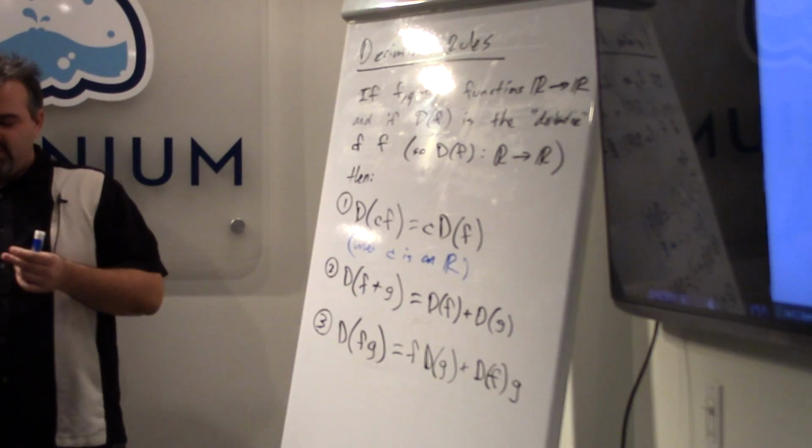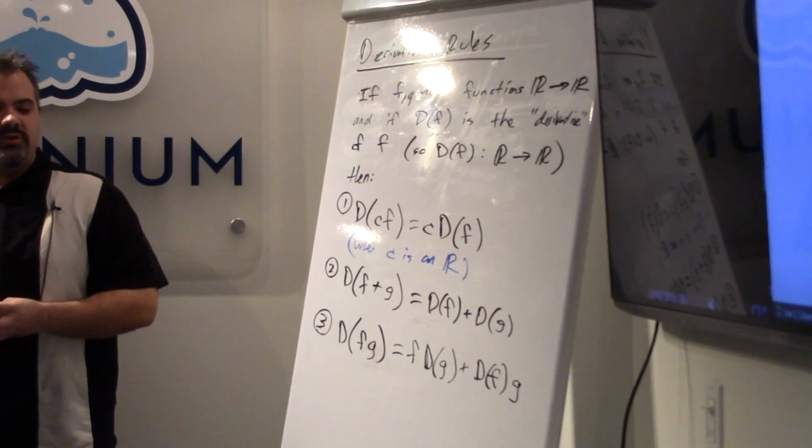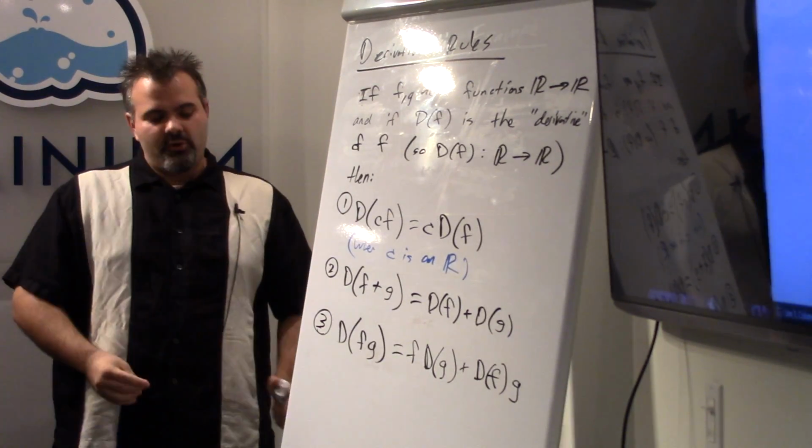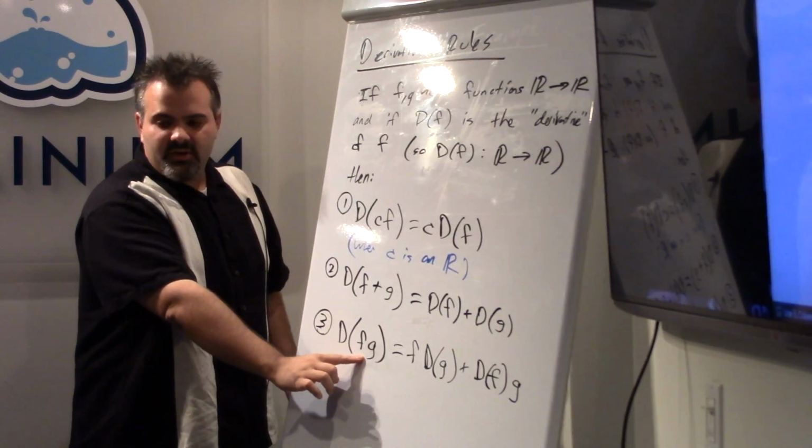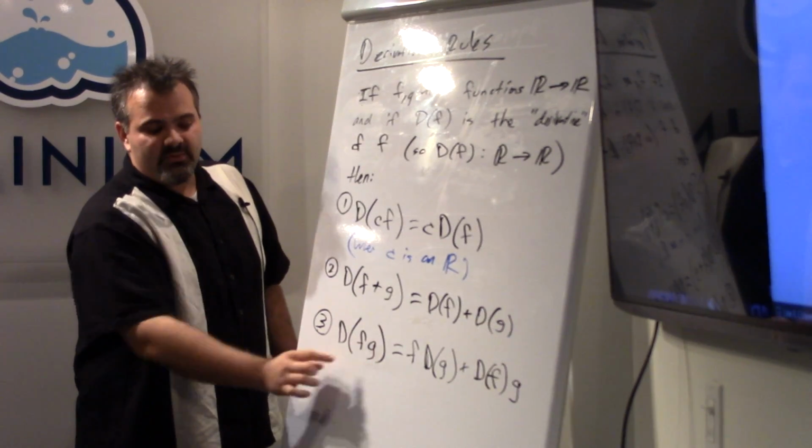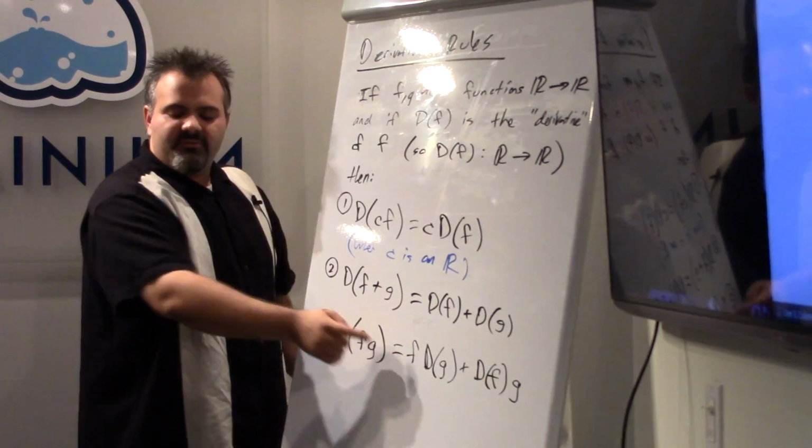Wow. Anybody who's taking calculus recognizes that as the product rule, but if you don't recognize it, just take my word for it. If you want the derivative of a product of two functions, let's say f times g, then this is how you can find it very easily.